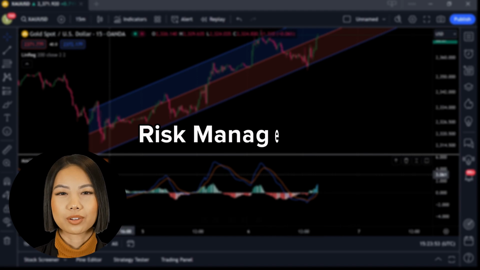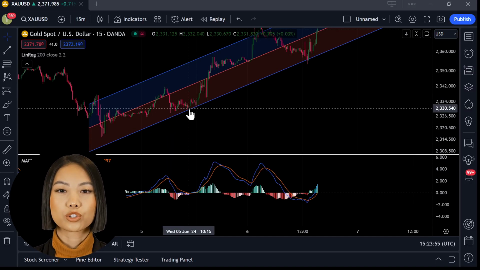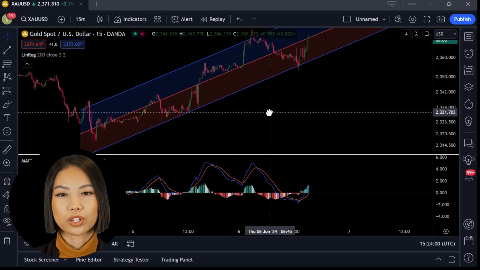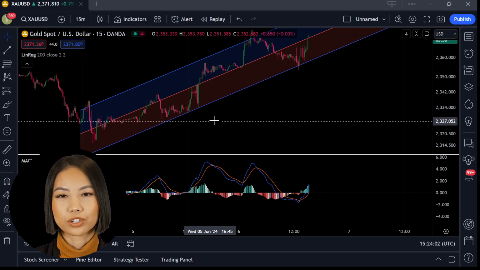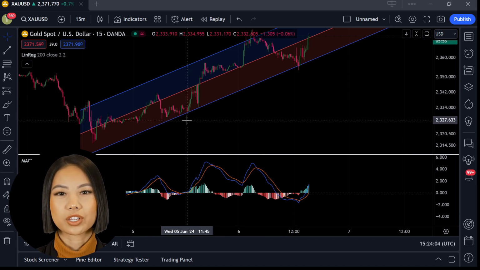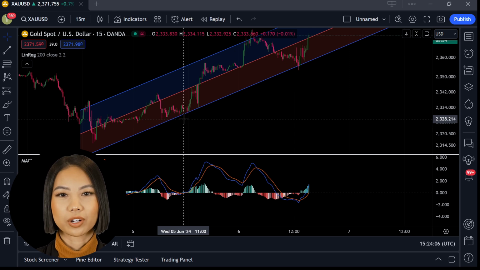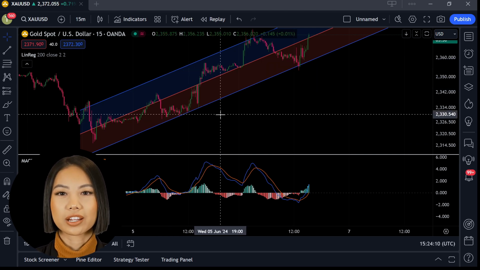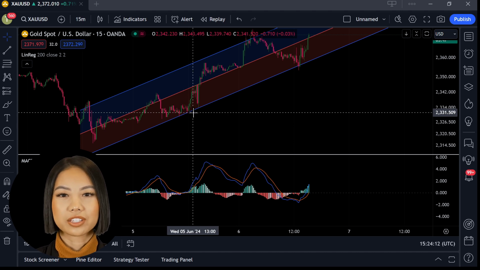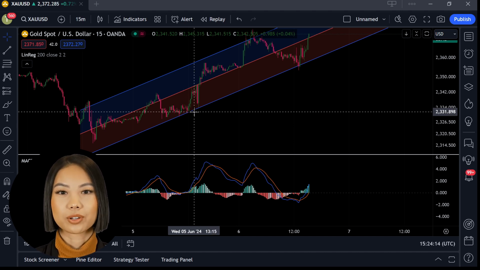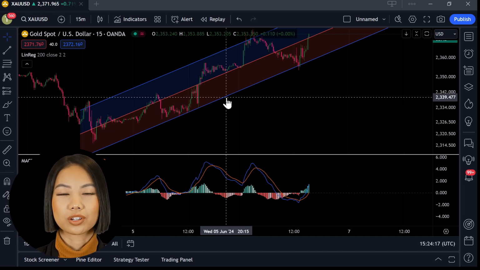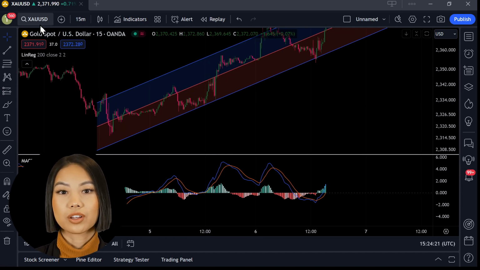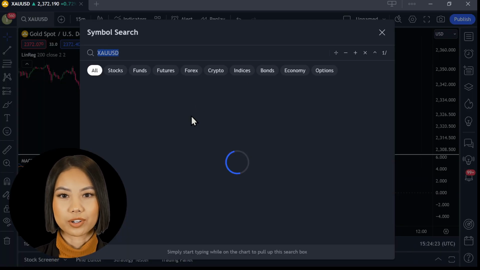Risk management. Effective risk management is crucial when using the linear regression channel. Stop loss orders: always set stop loss orders just outside the channel boundaries to protect against unexpected market movements. Position sizing: adjust your position size based on your risk tolerance and the distance between the entry point and stop loss level. Diversification: avoid putting all your capital into a single trade or indicator. Diversify your strategies to spread risk.